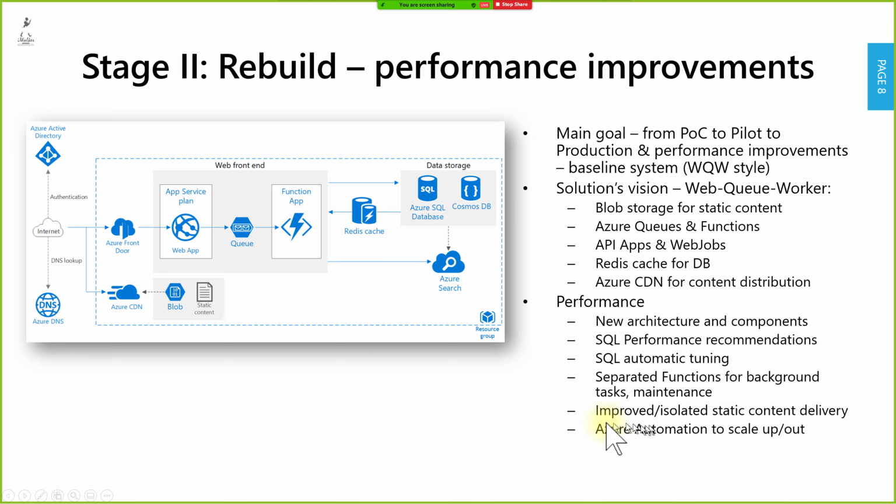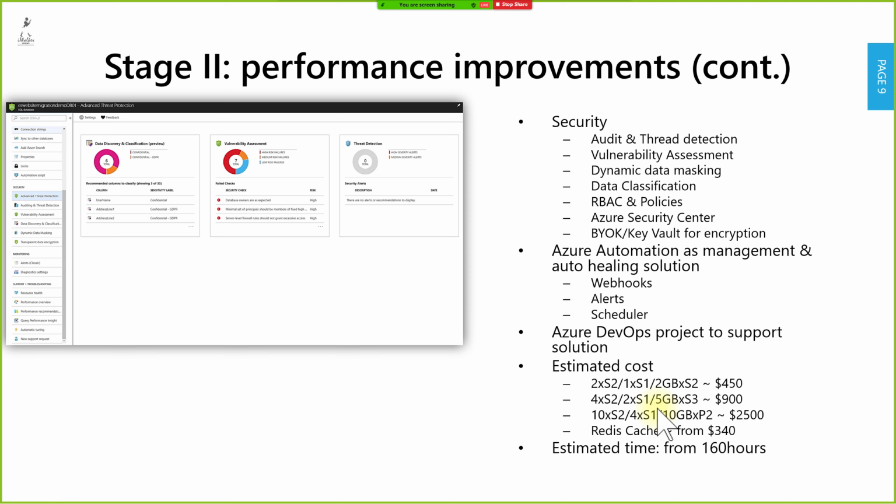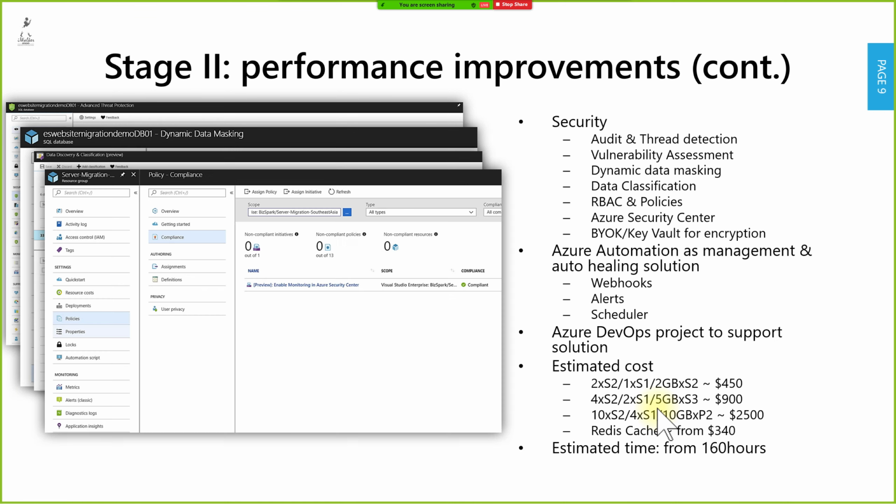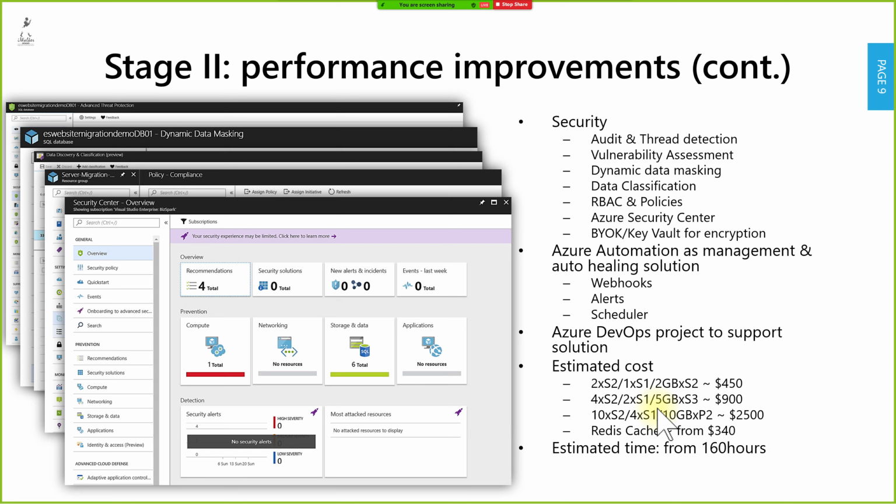All static content is improved because we are using CDN, and we use Azure Automation for scale up. Plus we add the security, we add all of this stuff as is, and we have again automation like webhooks, we have alerts, we have a scheduler to change, for example, the number of instances for autoscaling.